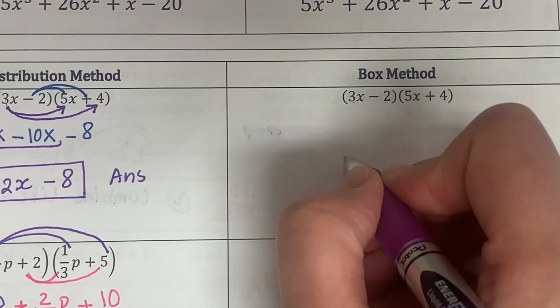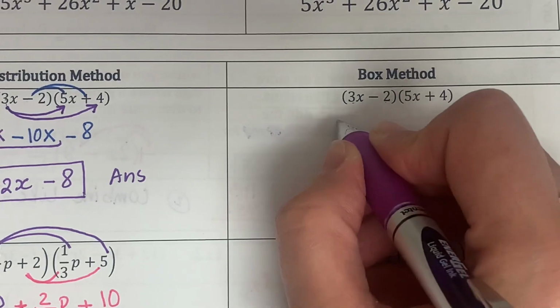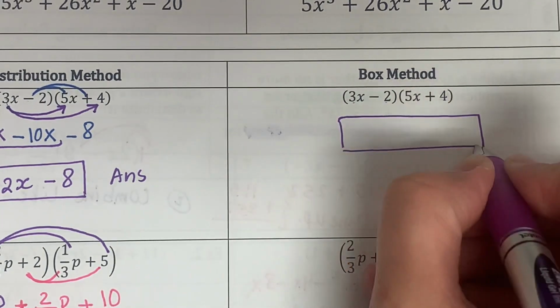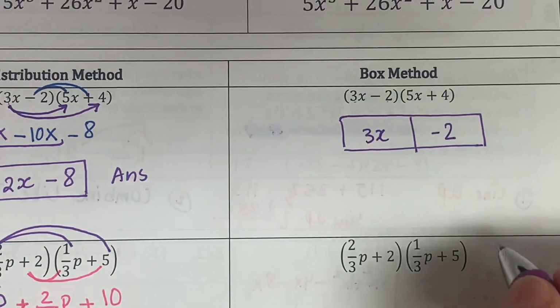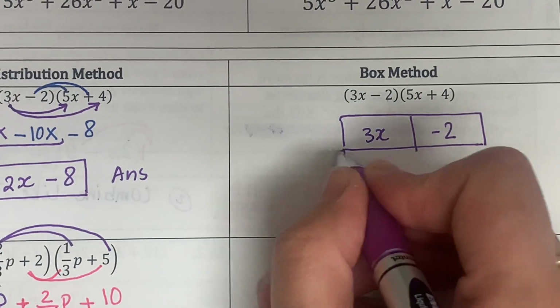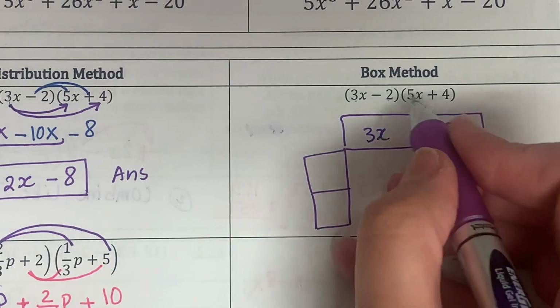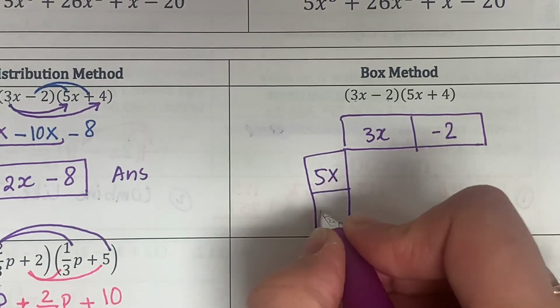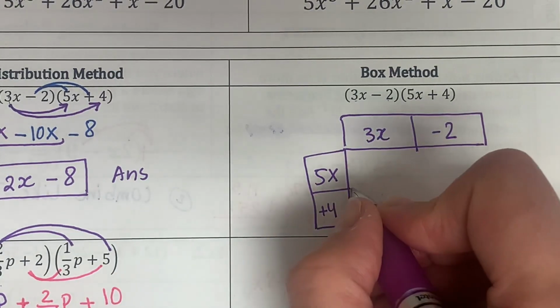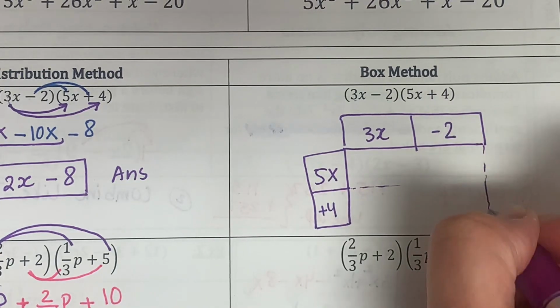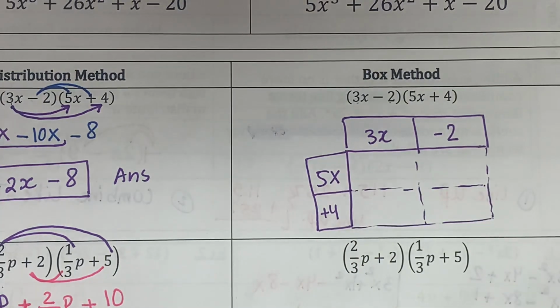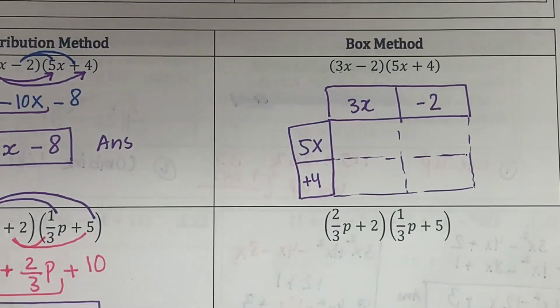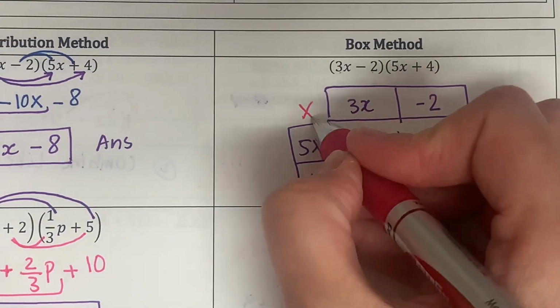So first thing you do is I need 2 on the top, where I'm going to write 3x, and then I'm going to write minus 2. And then I need 2 over here as well, 5x, and then plus 4. This means I'm going to have 4 boxes inside, and that is how many I should have. All you have to do is multiply them together.